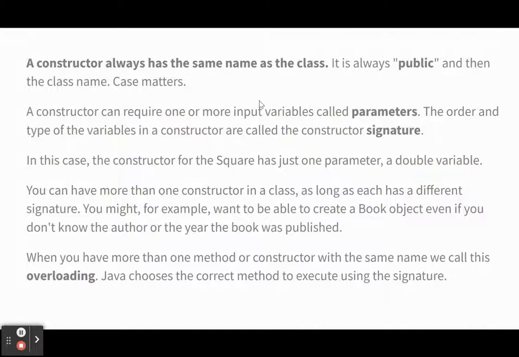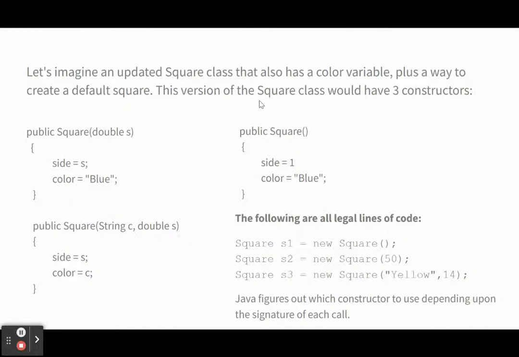Let's say, for example, you had a Book class and you wanted your code to be able to create a book with just the title, or maybe with the title and the author, or maybe with the title and the author and the number of pages. You might have three constructors, because you might want to have code that creates books with those different parameters. Those variables that it's accepting are the signatures. So let's look here. Let's imagine we had a different Square class that also had a color variable.